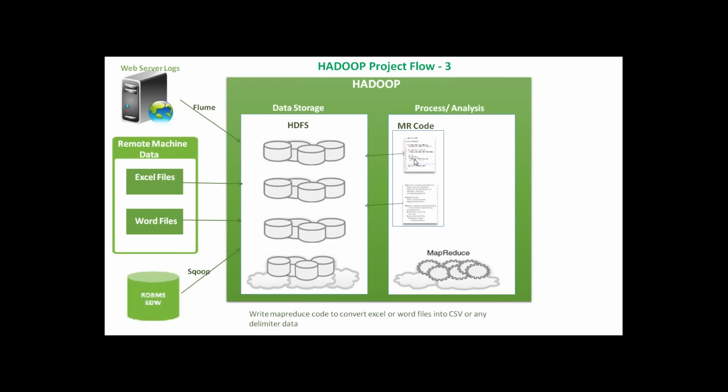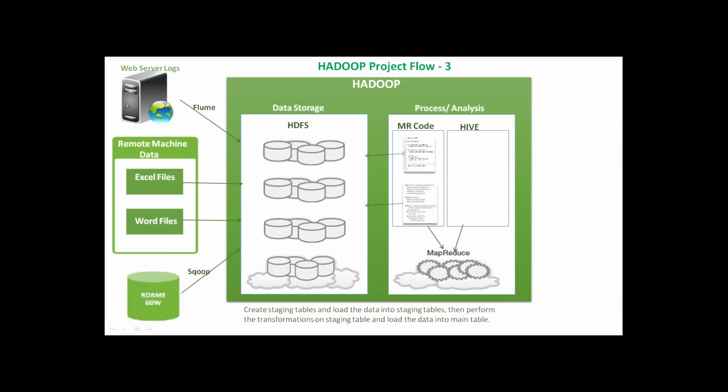and I will output it as comma separated, delimited data that I can load. So by using MapReduce, we can convert the Excel or Word file into CSV. If we get the CSV or any delimited data, we can pass it to Hive. The only additional step here is that we are writing the MR code.